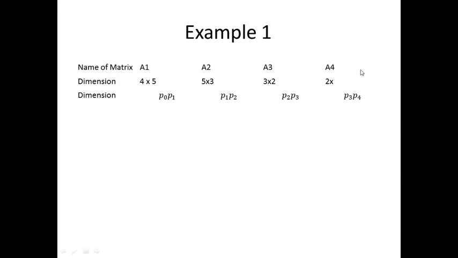For matrix multiplication compatibility, the number of columns of the first matrix should be equal to the number of rows of the second matrix. That is why the dimensions have to be like this: p0, p1, p1, p2, p2, p3 and p3, p4. Also note that the number of matrices here is 4 and the number of distinct dimension values is 5: p0, p1, p2, p3, p4. Therefore the dimension values will be 1 more than the number of matrices.